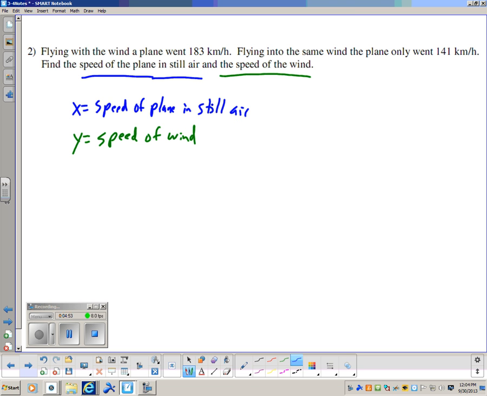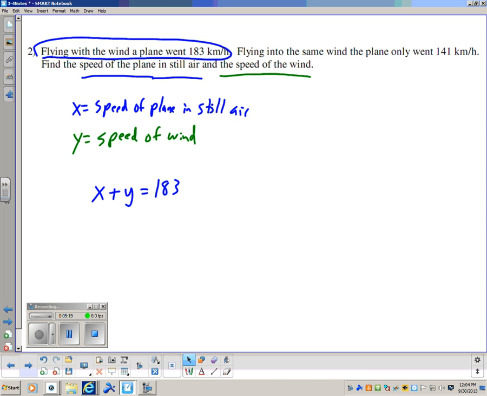So it says, flying with the wind, a plane went 183 kilometers per hour. So we've got the speed of the plane in still air plus the wind. It's going to help it along. It's going 183 kilometers per hour. That's what that first statement says.